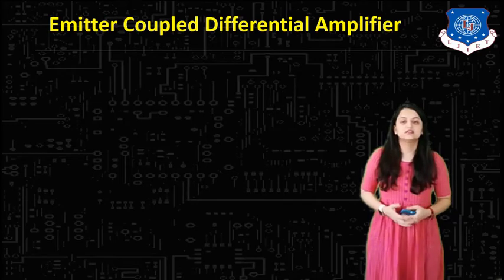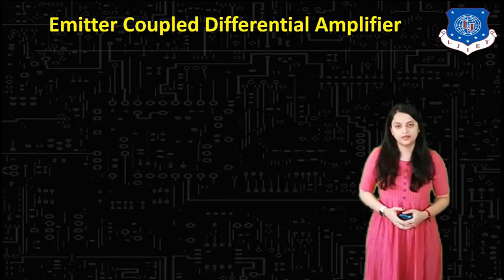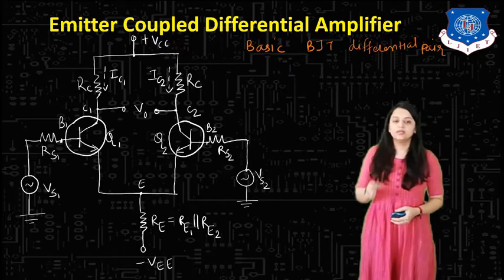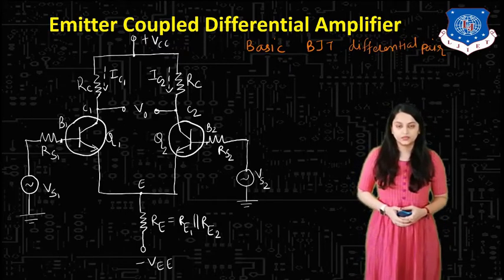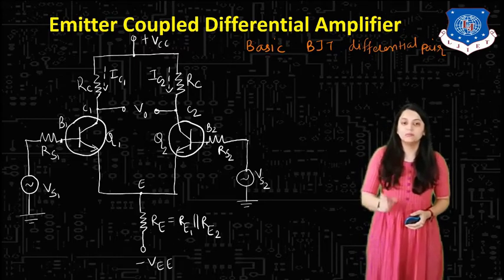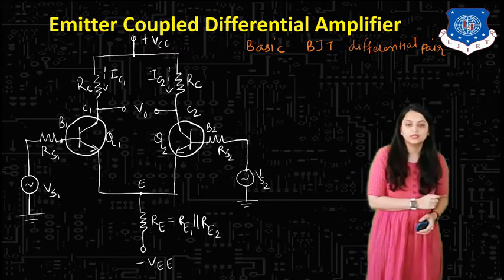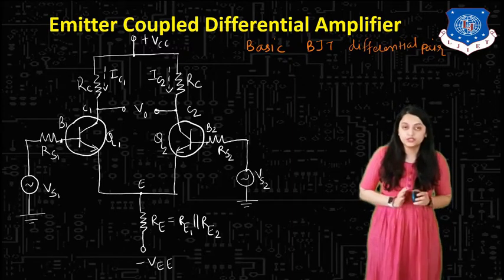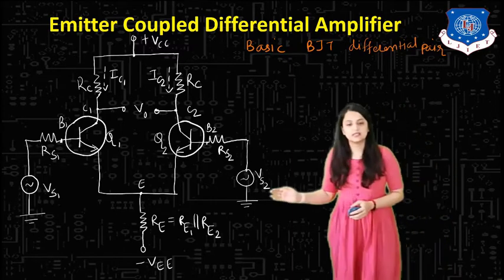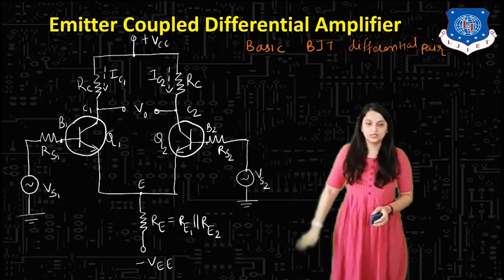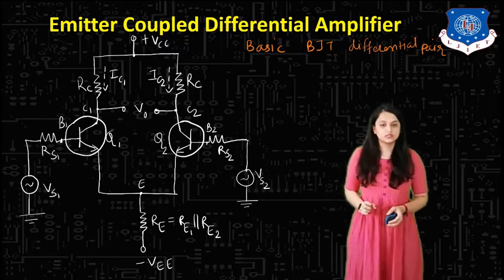Now, next is the emitter coupled differential amplifier. So, in this diagram, the basic BJT differential pair is indicated. Here in this topic, the mentioned thing is emitter coupled differential amplifier. That means the emitter terminals of the transistors are coupled together. So, see in this diagram, these are the two transistors, Q1 and Q2 indicated. These are the NPN transistors.